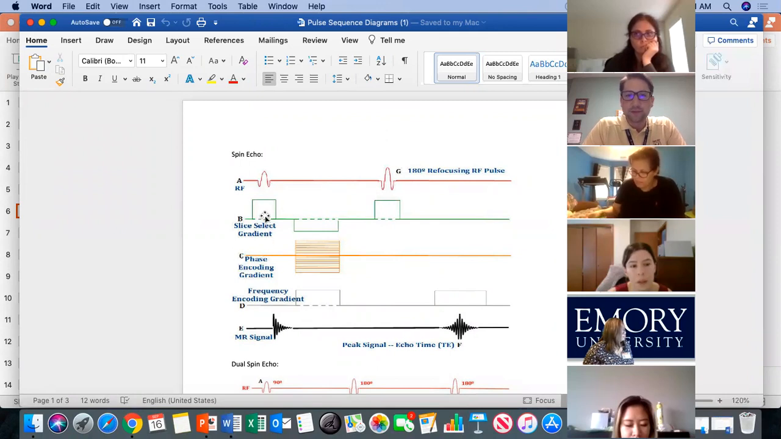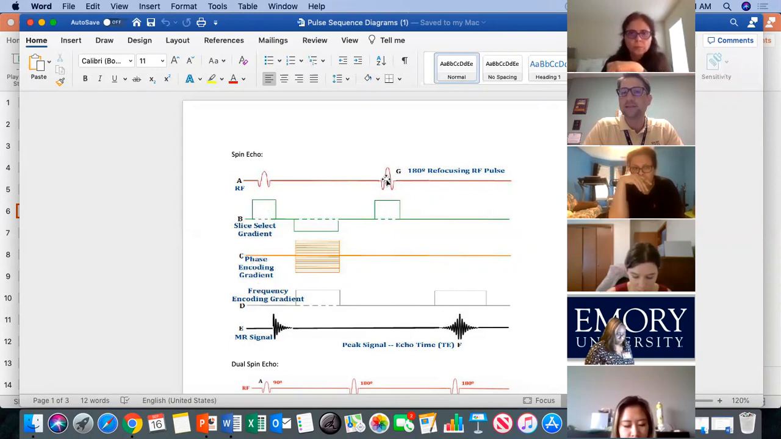We already talked about this one. We don't really need to go over this again. But just know when these gradients are turned on. So remember, the slice select gradient is turned on first, phase encoding second, frequency encoding third. Your slice select gradient always turns on when your RF pulse gets turned on. So you should always see a rectangle underneath each RF pulse, okay?